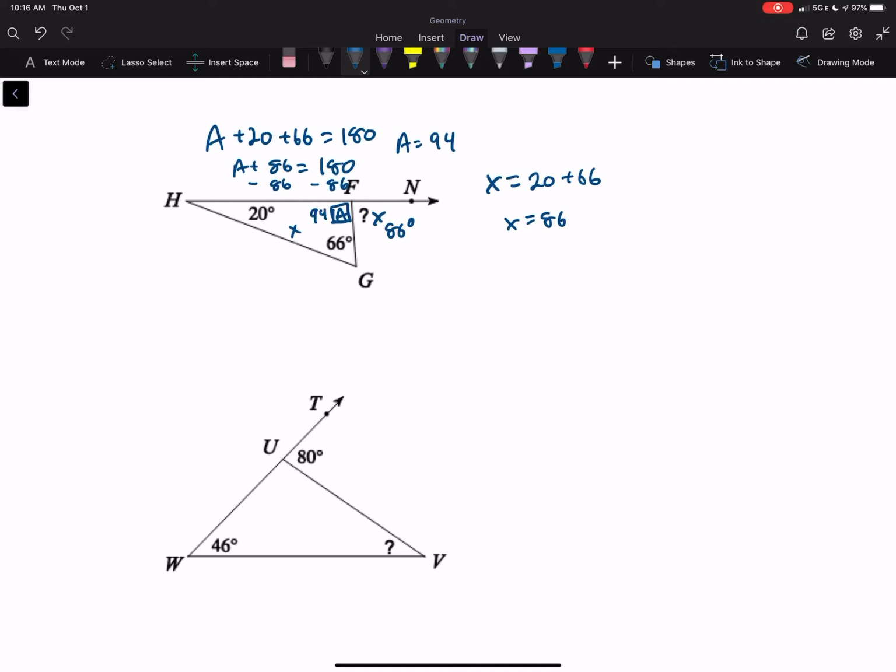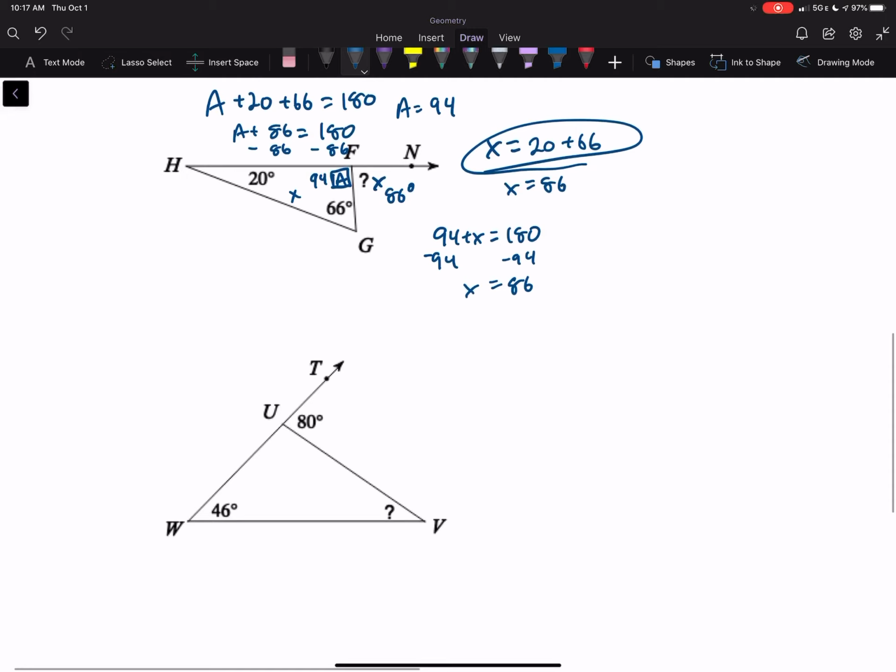Now, comparatively, so now I have 94 right here. So 94 plus X has to equal 180 degrees, right? Well, subtract 94 because this is a linear pair. They're supplementary angles. So I subtract 94 from each side, and guess what I get? 86 degrees. Okay, so no matter how you solve this, it works out the same way. So you could find the missing angle and then use the supplementary angles to do it. Or you can simply just say this, that X is equal to the sum of the two remote interior angles.